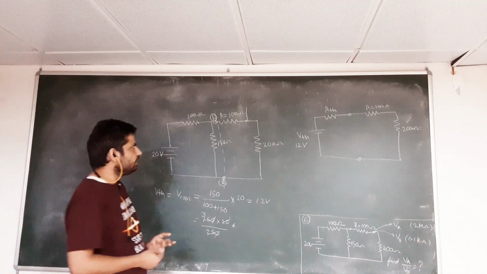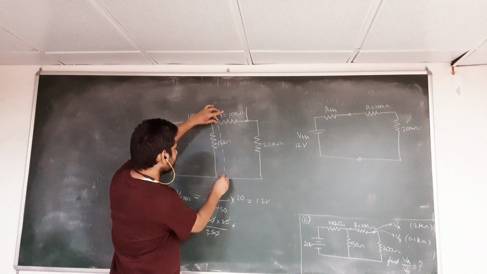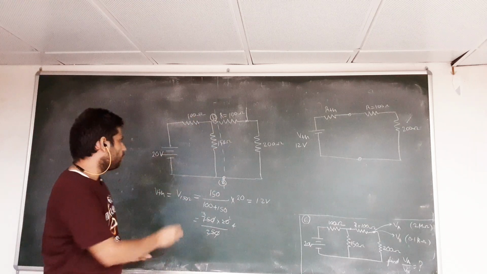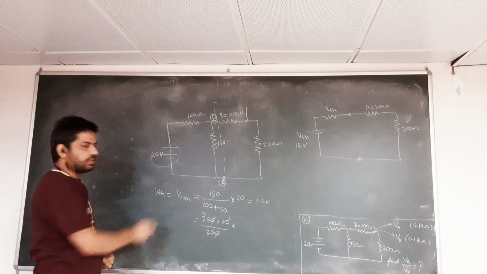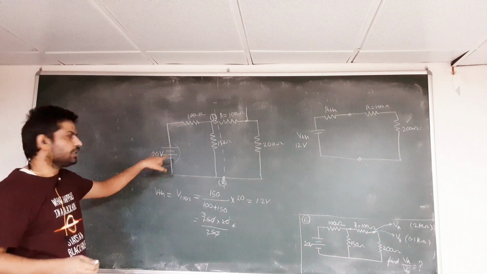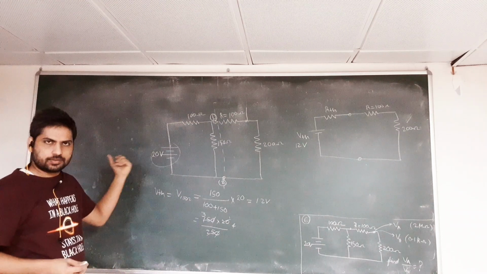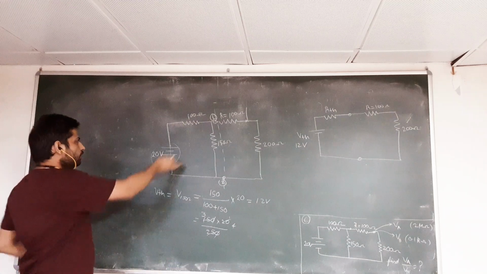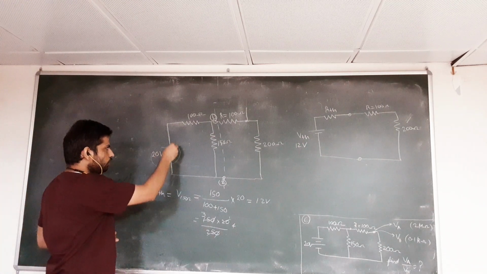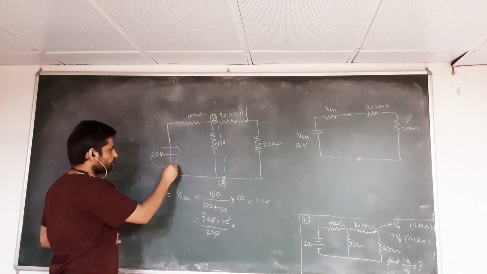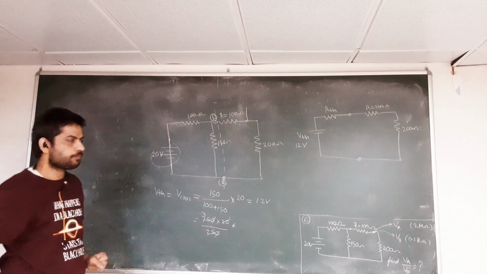For finding the RTH across these 2 points, we will short circuit this voltage source. So this will be short circuited by a wire. If it was a current source, then we would open this. This will be an open circuit, so you will see that there is no wire here. So now it is a voltage source, I have shorted this. So this is a wire, disconnected.